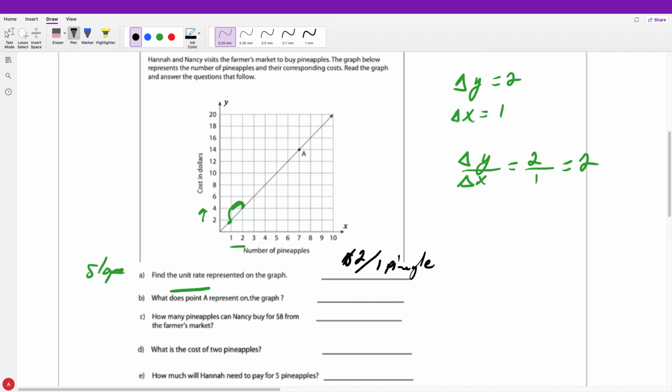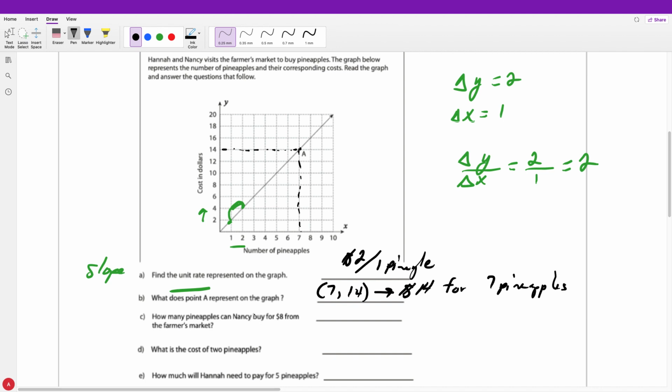What does point A represent on the graph? Well, point A is telling us that we are paying $14 for 7 pineapples. So it's an ordered pair of (7, 14). And since this ordered pair or the relationship is telling us how much we're paying, we can say that we're paying $14 for 7 pineapples.